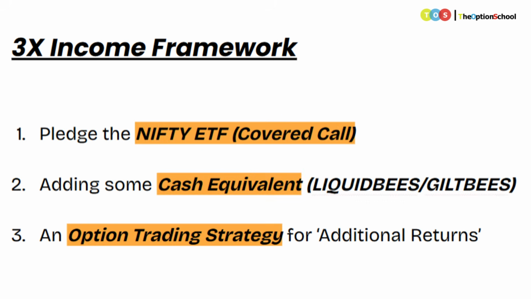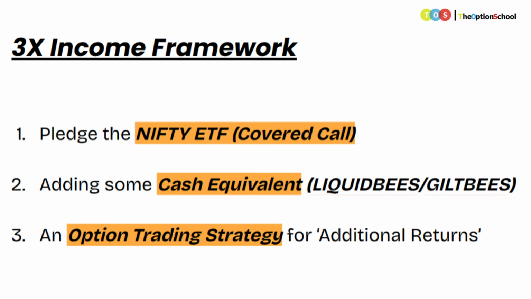So you can pledge those Nifty ETFs. You will get a margin. You need to add some cash equivalent. Cash equivalent can be through some liquid BeES, liquid funds, some debt instruments, which also give you 5-6% interest income. And now you are doing that covered call, plus you are doing some option trading strategy also, which will give you a good return. So if you are doing an option trading strategy which gives you, let us say, 12% return, you are getting that from using your idle money, which is the money you have received by pledging your shares, pledging your Nifty.